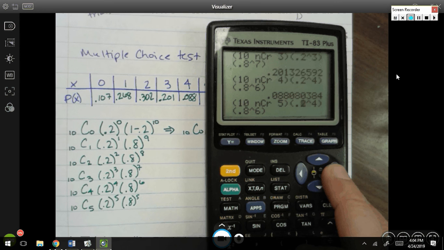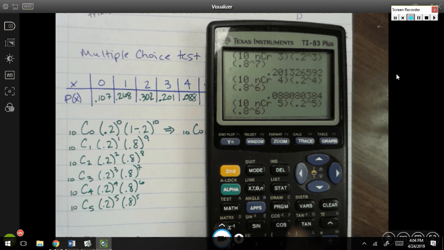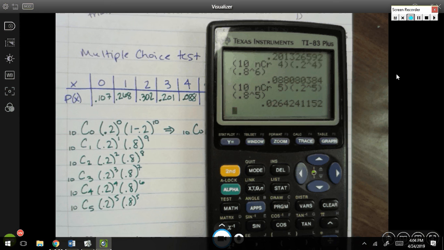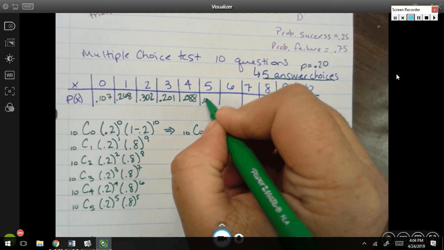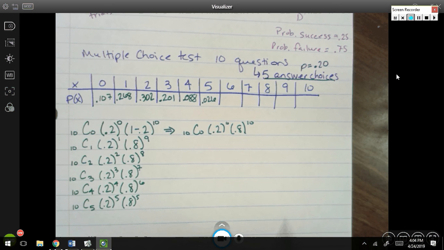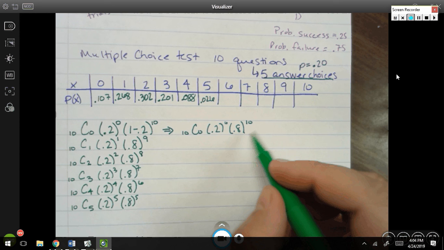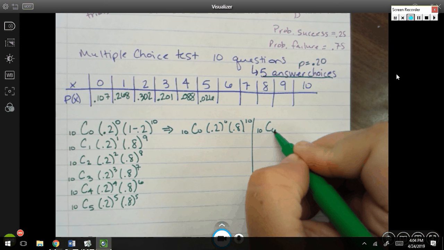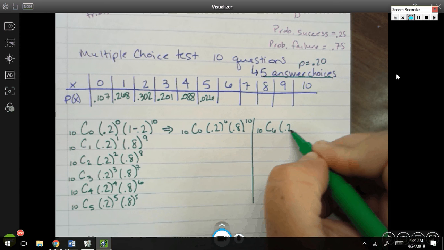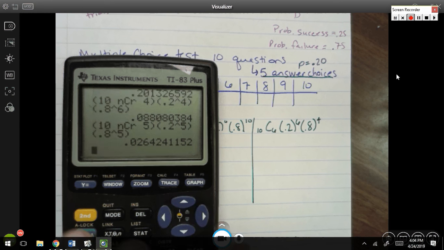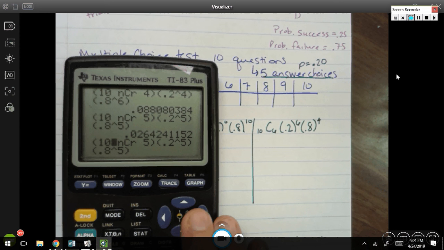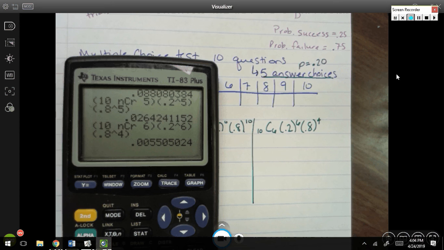Five, and 5.026. Oh yeah, it's starting to get smaller here, right? Let's do 10 choose 6. 0.2 to the 6, 0.8 to the 4. So I have 10 choose 6, 6 and 4, 0.006.